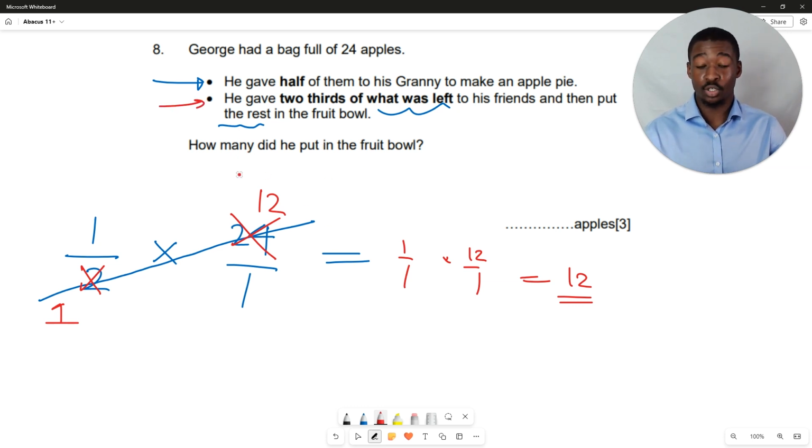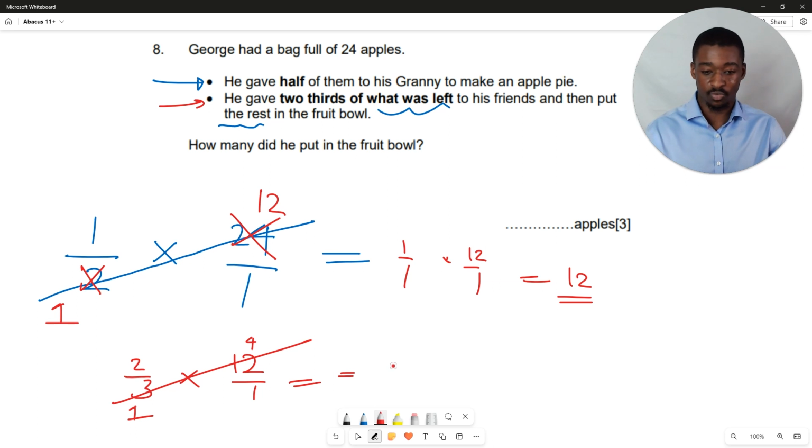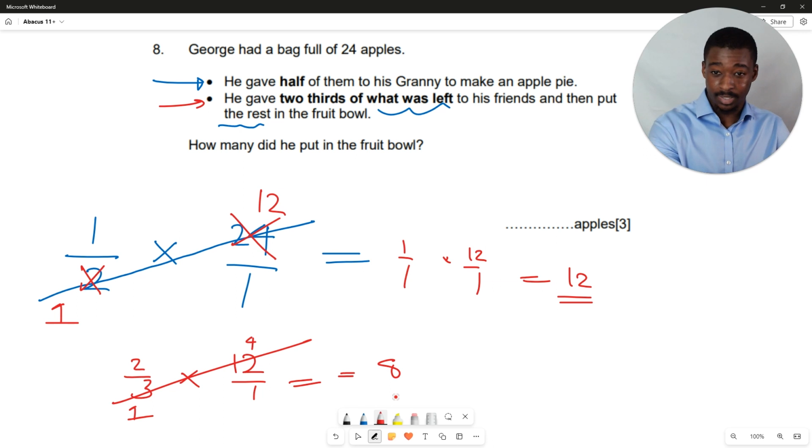Then bullet point 2, he gave 2/3 of what was left, which would be 12 apples, to his friends. So how many did he give to his friends? 2/3 of 12. Well, dividing by this diagonal here, we have a common factor of 3. 3 goes into 3 once, into 12 4 times. So we have 2 over 1 times 4 over 1, or 2 times 4, 8. So he gave 8 to his friends. He didn't keep 8, he gave 8 to his friends.